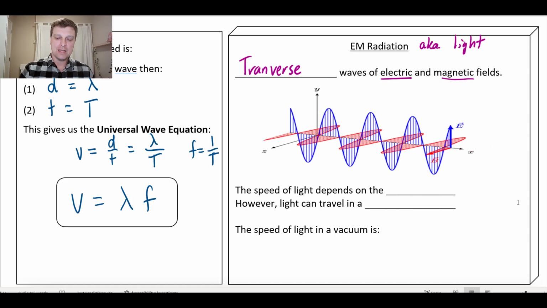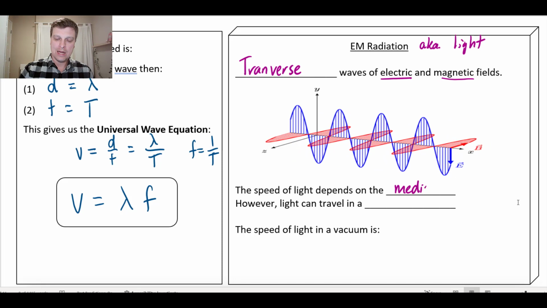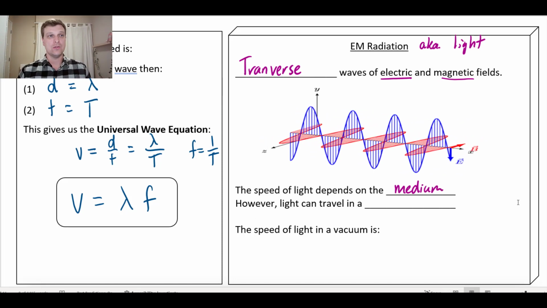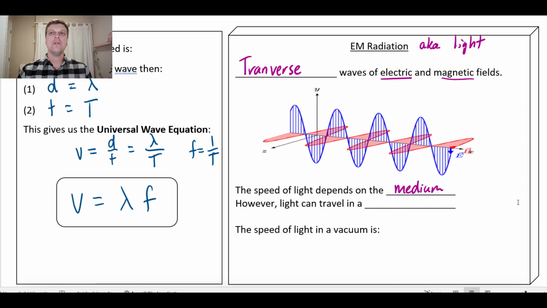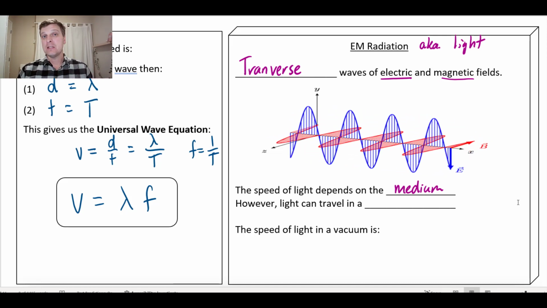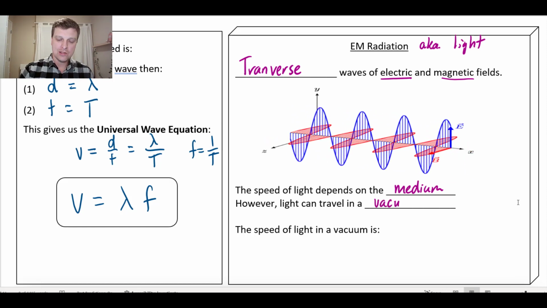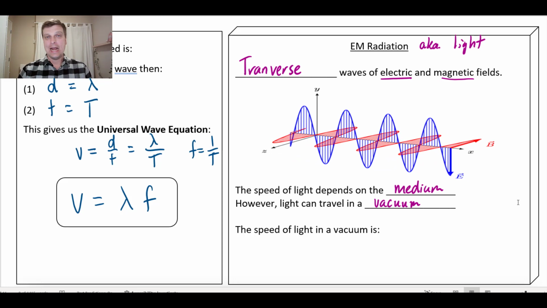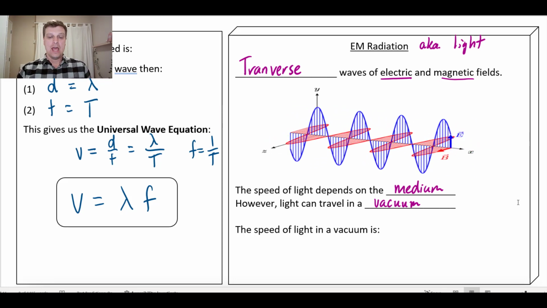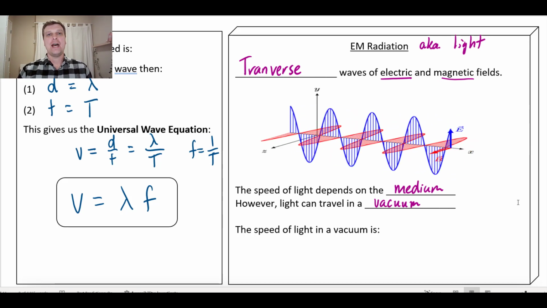So the speed of light is really going to depend on the medium. Light can travel through air or water or glass or diamonds or whatever, and the different things that it travels through are going to determine its speed. Now light is special because it can travel in a vacuum. So light does not actually need any medium to travel through. It can travel through essentially nothing. And when it does travel through nothing, through a vacuum, that's the fastest it can travel.